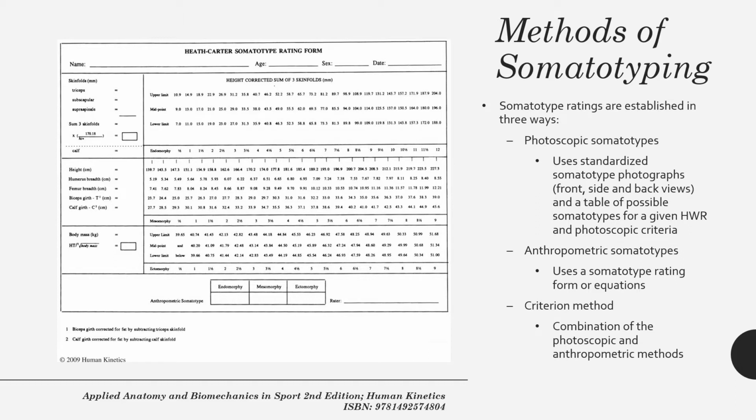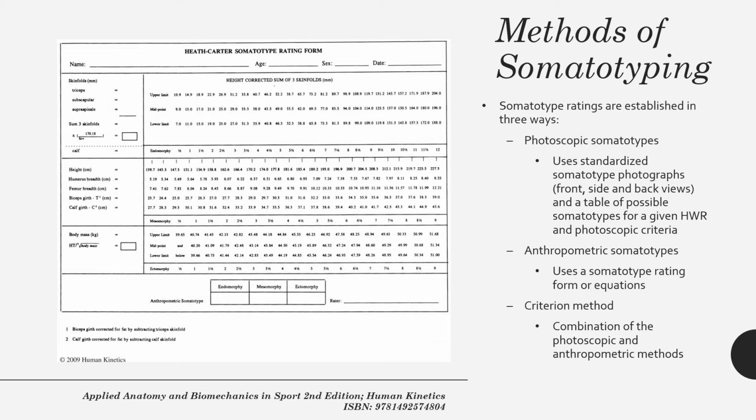Within this Heath-Carter method, there are some sub-methods on how we actually get those three numbers, and this is going to be established in three different ways. There is a photoscopic somatotyping procedure. This uses standardized somatotype photographs, which have front, side, and back views, and then a table of possible somatotypes with a given height, weight, and photoscopic criteria. So basically, you're taking individuals that have already been somatotyped, and we know their numbers, and then we compare the picture to that.